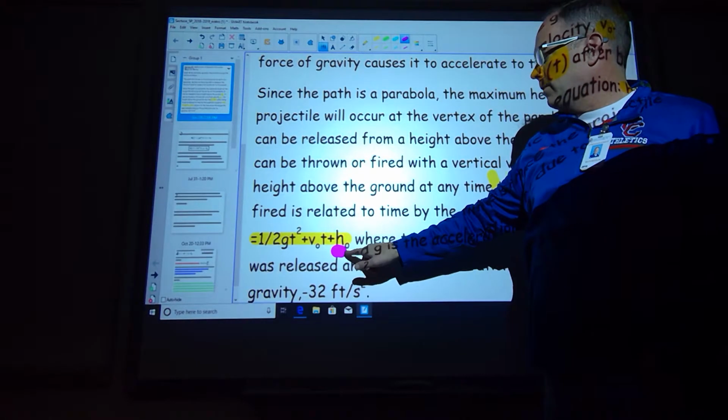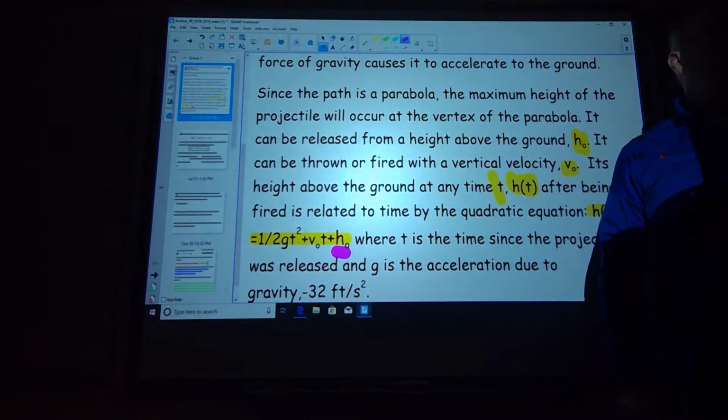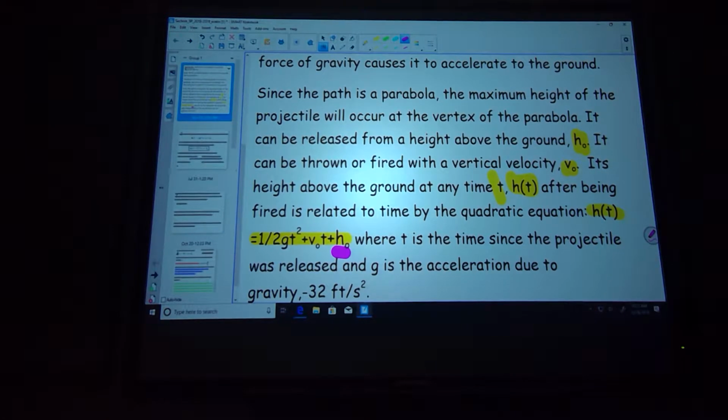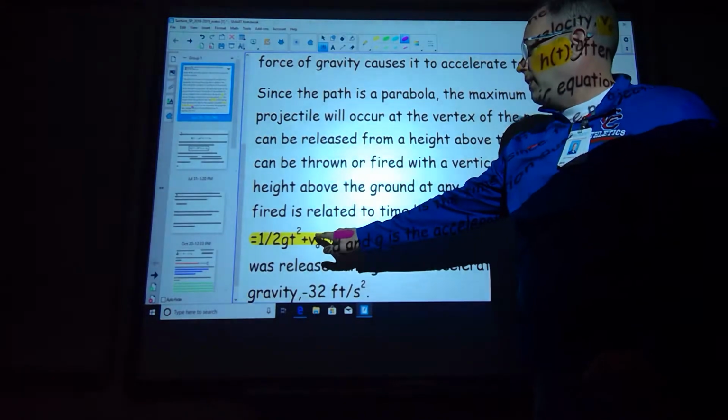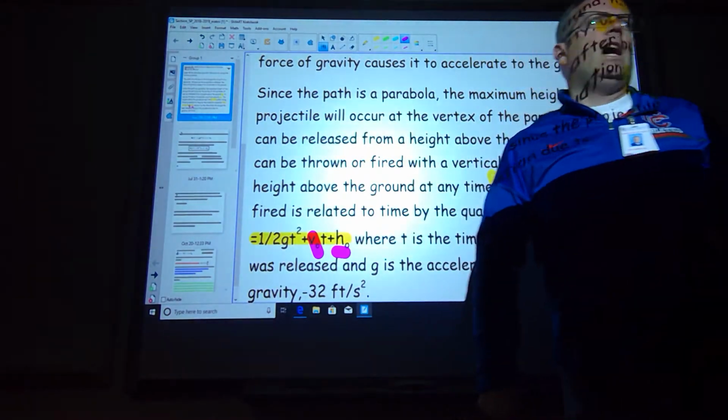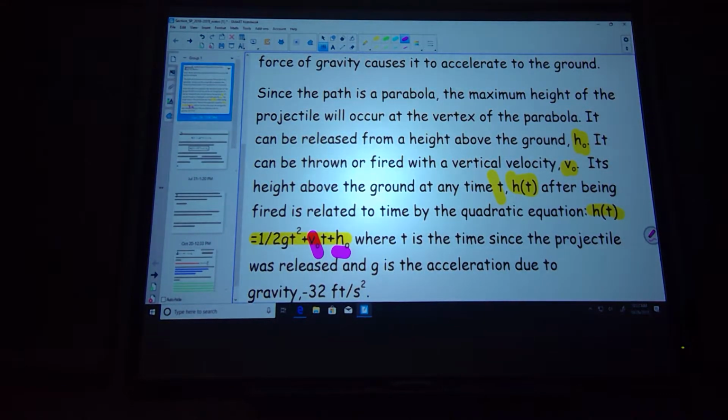So this right here is the initial height. Okay, if you threw a ball into the air, my initial height is the top of where my hand is to the ground. That's the initial height. So I don't know, 6'5", 6'6". V naught is the initial velocity. It comes out at 35 meters per second or whatever. Okay?